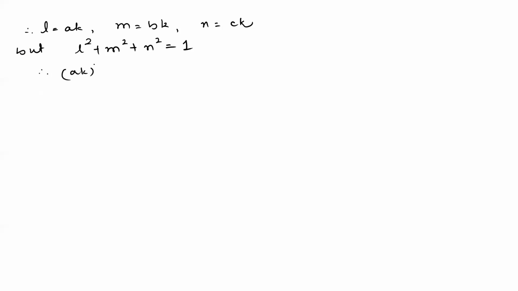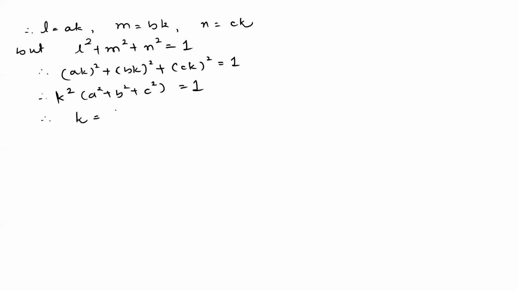So AK square plus BK square plus CK square is equal to 1. K square is common, so K square times (A square plus B square plus C square) is equal to 1. If this is so, we can find the value of the constant K. If we ever need to find that constant, we can find it, and we can take the square root also, right? So it's plus or minus. Once we take the square root, it will be 1 by the square root of A square plus B square plus C square.